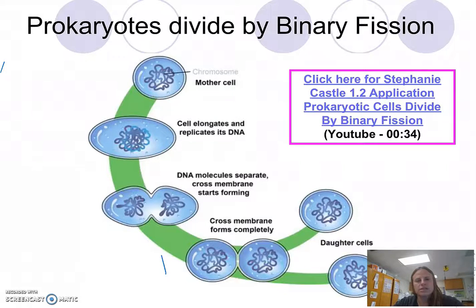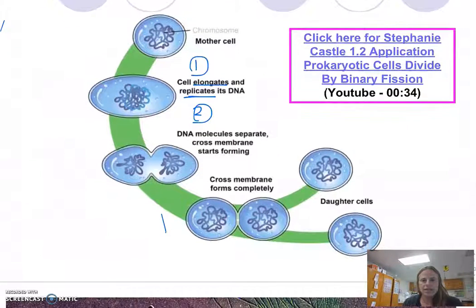Today we're going to discuss surface area to volume ratio. I'd like to start the discussion by talking about how prokaryotes divide, and then we'll get into why they divide. So prokaryotes are going to divide by a process called binary fission, where first the cell is going to elongate itself. Then the cell is going to replicate, make an identical copy, and then the cell is going to split into two identical daughter cells.